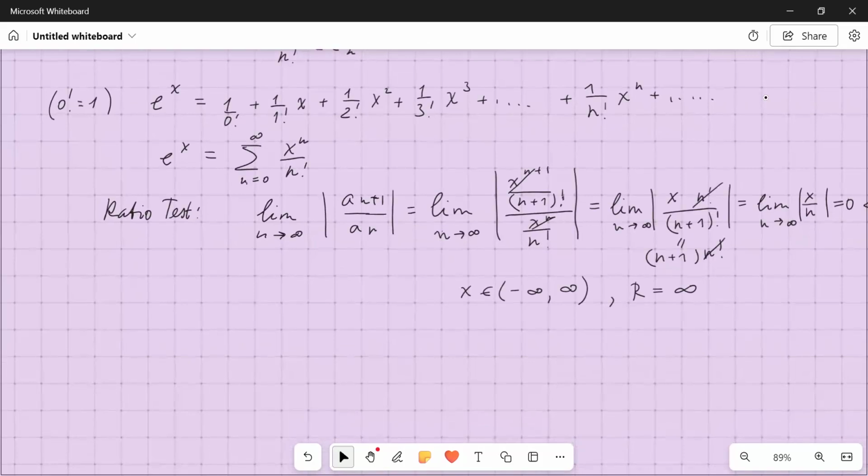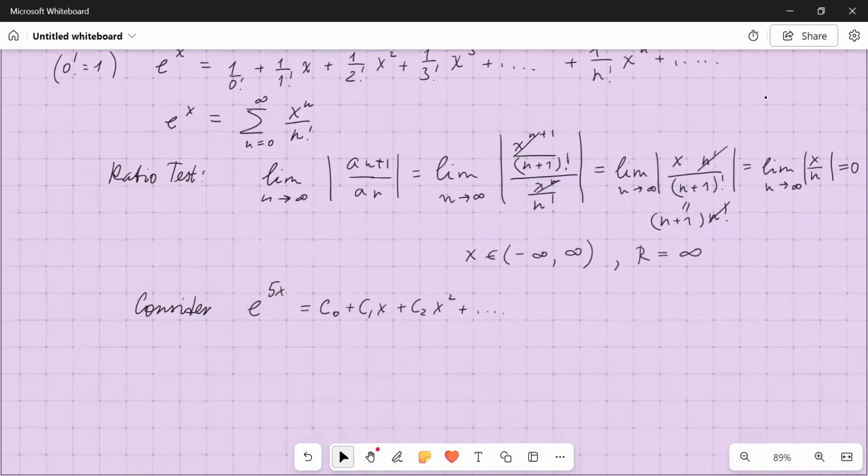What if we consider a slightly modified exponential function? e to the power of 5x. You know how I like 5x. How do we represent it as a series? Well, again, write down C0, C1x, C2x squared, and start by doing x equals 0 first. And 0 is going to give me what? e to the power of 0, which is 1, and C0. So C0 equals 1. And then we do differentiation.